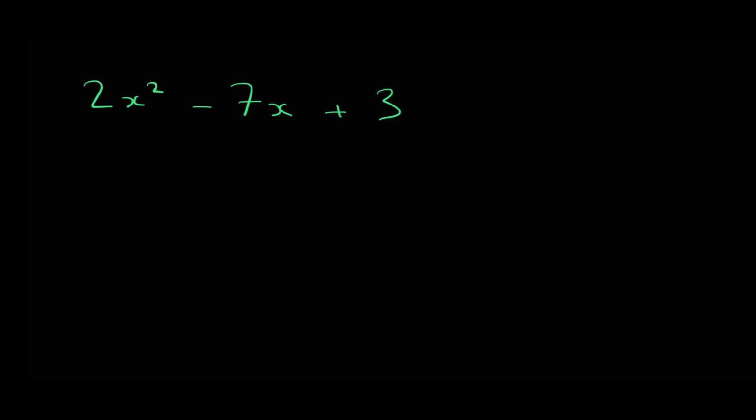Alright, here we have 2x squared minus 7x plus 3. So see if you can work out the discriminant and then use it to figure out how many real solutions this quadratic has.